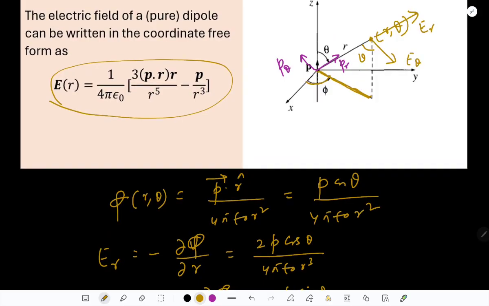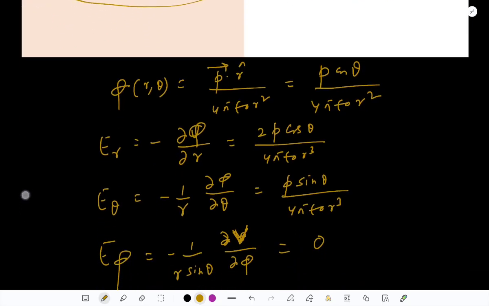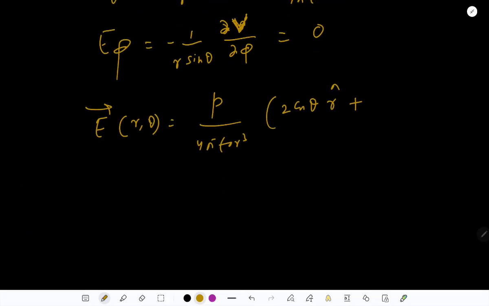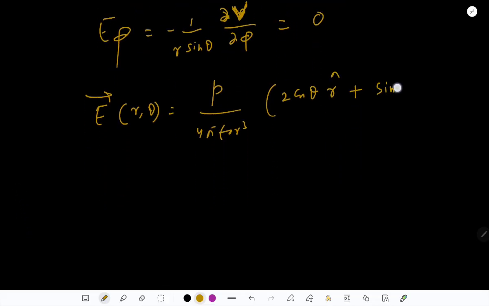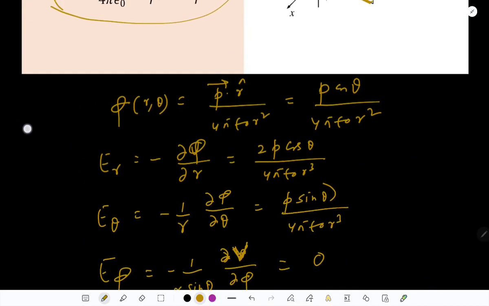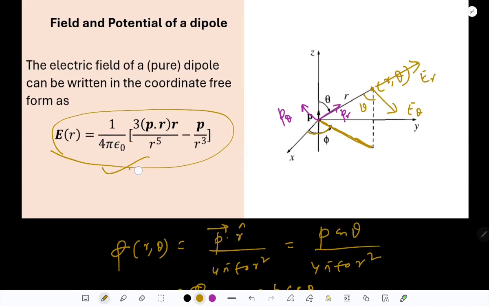because it is in the increasing direction of theta according to this coordinate system, you can write e theta, and after taking p by 4 pi epsilon naught r cube common, we have only the term sine theta left, so you can write it as sine theta, unit vector theta, in the transverse direction. And this is the electric field we obtained, but we need to write this result in this form. And how can we do this?